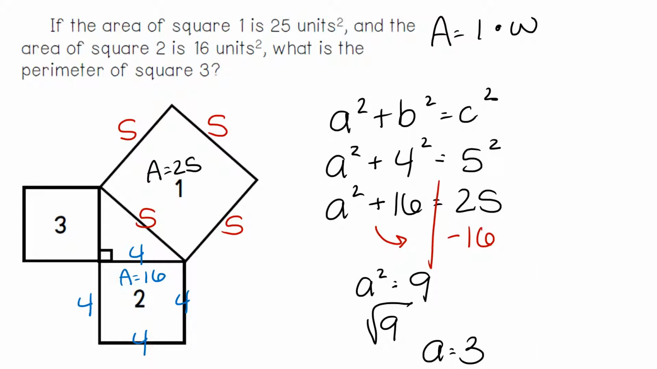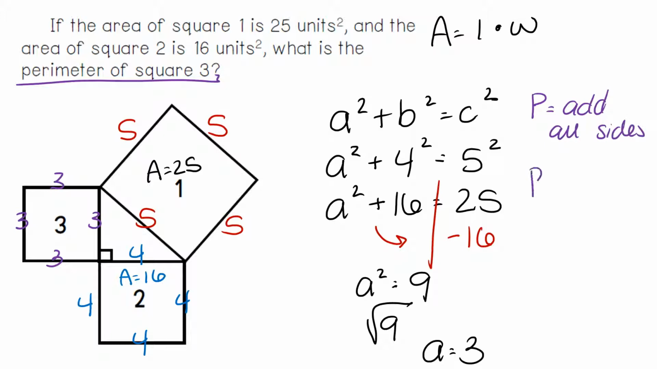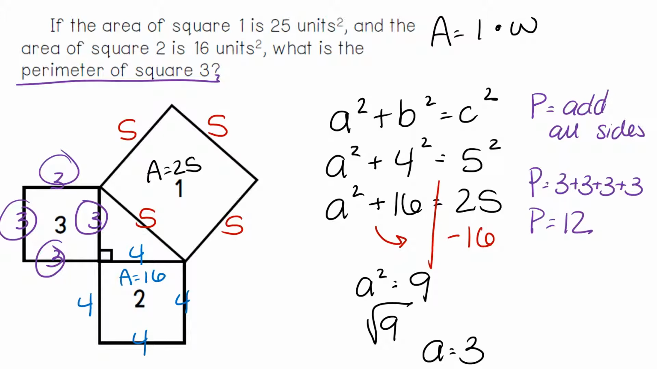Meaning square 3 is 3, 3, and 3. The question specifically asks, what is the perimeter? Perimeter is when you add up all the edges. In this case, square 3, the perimeter is going to be 3 plus 3 plus 3 plus 3. 4 sides, all of them 3. 3 plus 3 plus 3 plus 3 is going to be 12. The perimeter is 12 units.